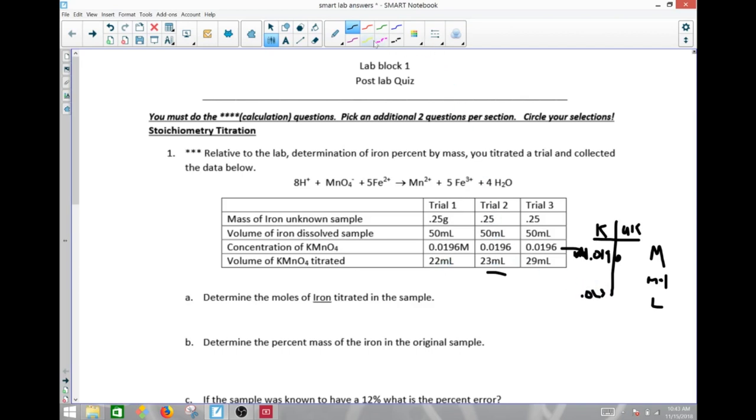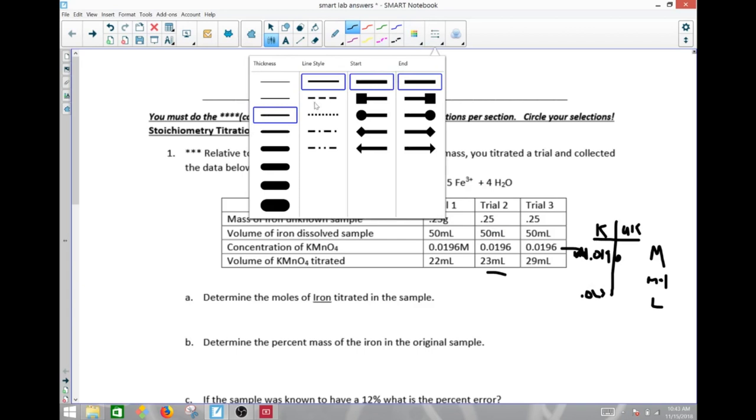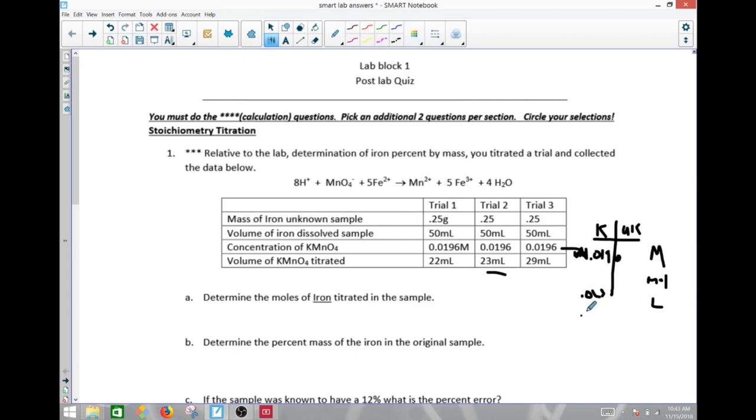Make this a little thinner. All right, 0.023. And then this volume here is going to be 50 milliliters, or move it over 3 spots, 1, 2, 3. That's 0.05. That's what it's dissolved in. We won't need that necessarily, but we're going to solve for our moles here.